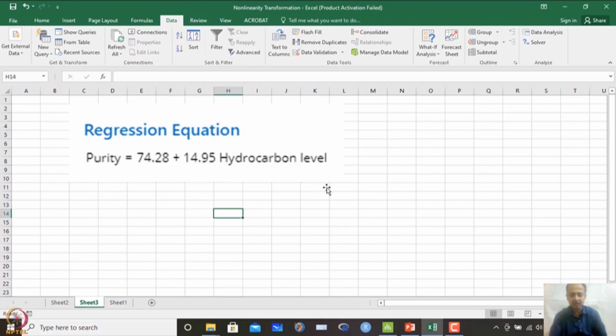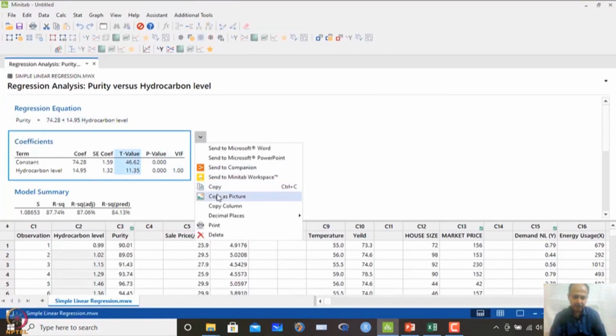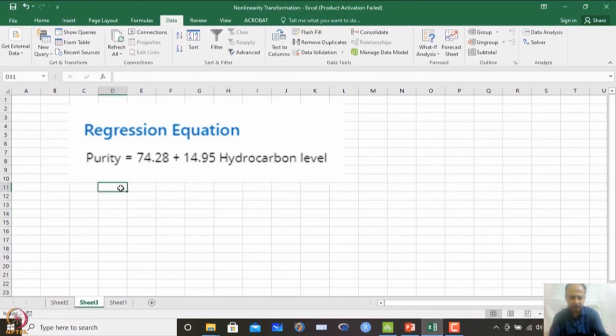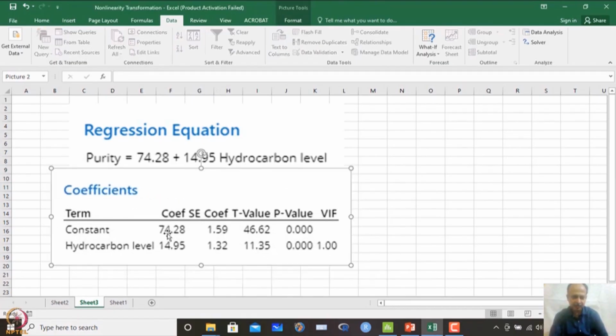So, beta 0 estimation, beta 1 estimation over here, and then if you go to the second results, this is the second result that you will get, which we can paste over here. Here the coefficient is given. When I see constant, that is the beta 0 estimation, the coefficient is 74.28, which is reflected over here, and hydrocarbon is beta 1, 14.95, that is given over here. Standard error of this is also given, and the corresponding t values and p values are given.